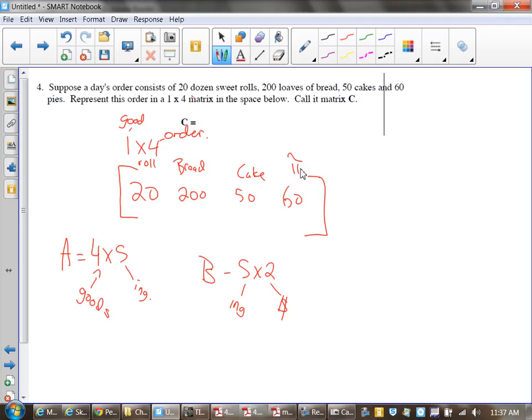So what they're asking you to be able to do in the next couple of parts is create matrices to figure out the cost that it's incurring to create 20 rolls, 200 breads, 50 cakes, 60 pies. You have to be able to adjust your matrices to make that work. Obviously a roll, according to matrix A, needs 1 egg, 4 cups of flour, 2 sugars, a quarter cup of shortening, and a cup of milk.